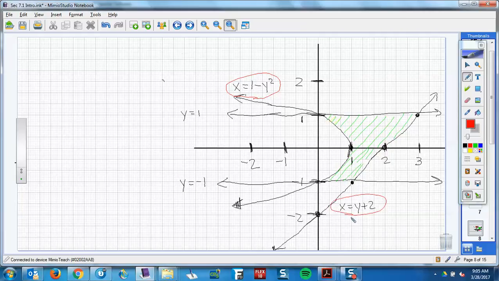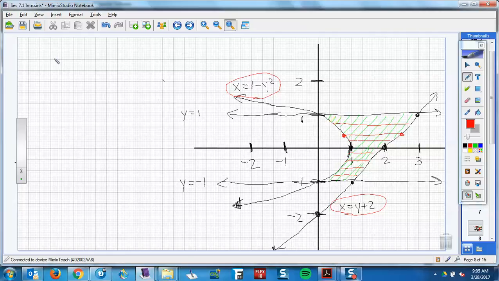Okay? What would be simpler? Horizontal strips, and this is what will be important for you to identify when you have your choice of what to do. Horizontal strips will be easier, because think about it. Every single horizontal strip I draw is going to do what? It's going to touch the line on the right side, and it's going to touch the parabola on the left side. You see that? So horizontal strips would be way better here to do this problem.